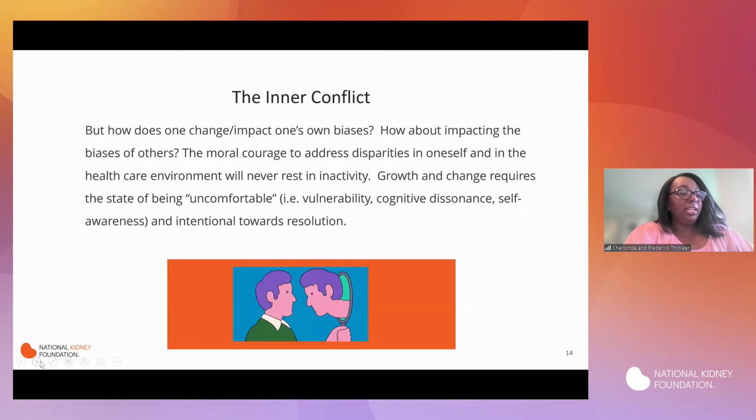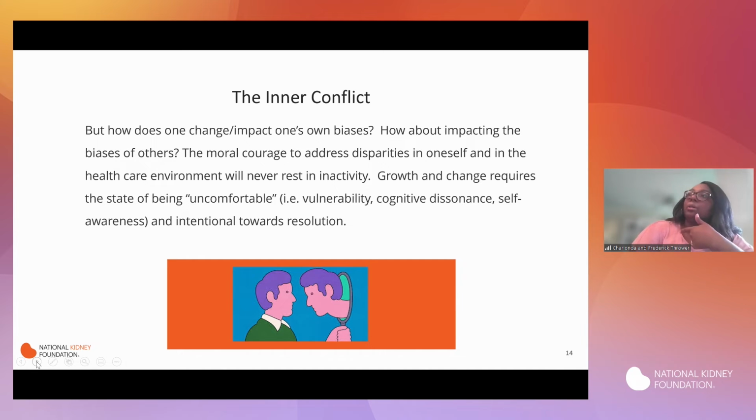Well, it definitely is well said that there's always an inner conflict for all of us, right? How does one change or impact one's own biases? How are we able to impact even sometimes the biases of others? Those crucial conversations, the moral courage to address disparities in oneself, and even in the healthcare environment. Oh my goodness, it all sounds like a heavy lift, but it really doesn't have to be, because growth and change require that state of being uncomfortable, right? And we each have a part to play in that.